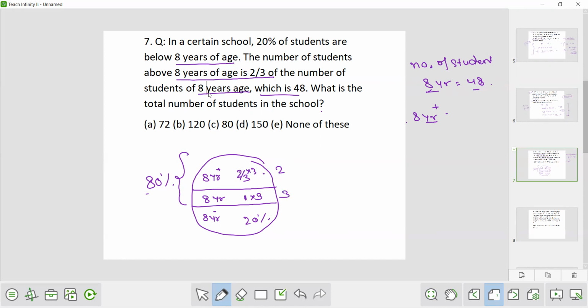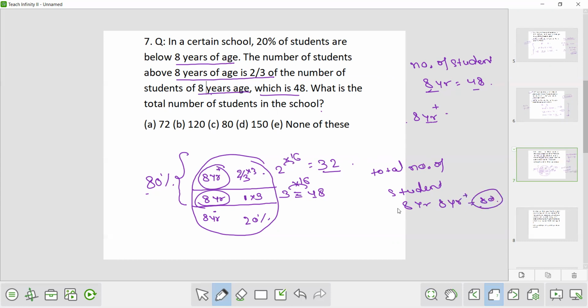And we know that the number of students of 8 years of age is 48. Now 3 is equivalent to 48, means it's 16 times. So it will also be 16 times, so it will be 32. Now we know that number of students above 8 years of age is 32, number of students of 8 years of age is 48. So total number of students having 8 year and more than 8 years is 80.